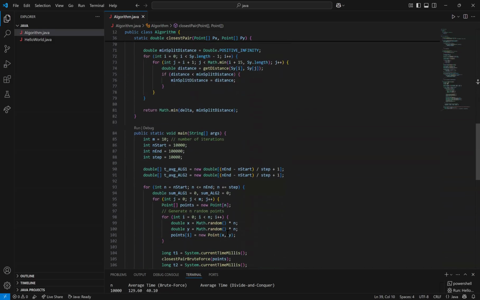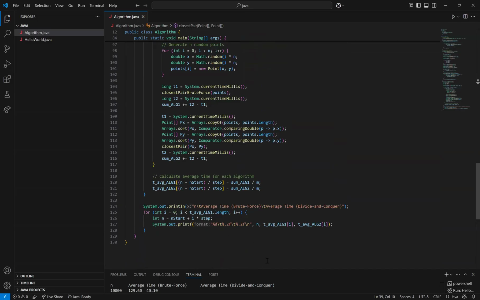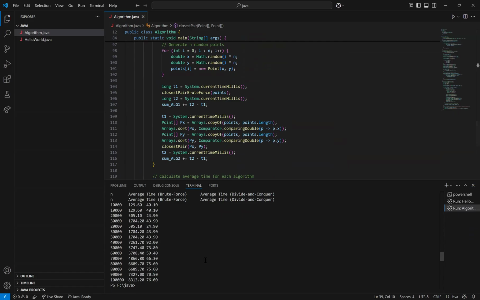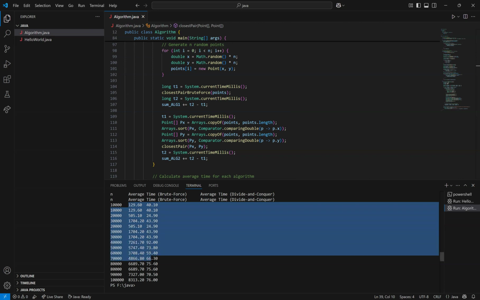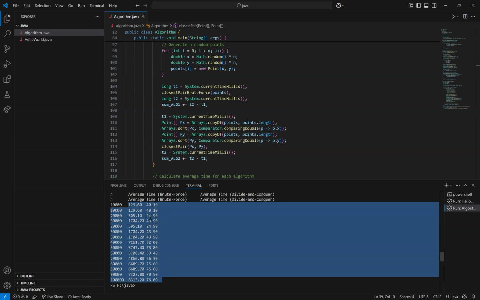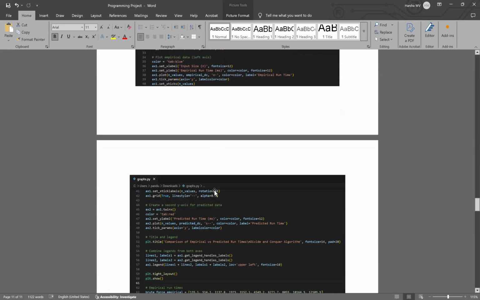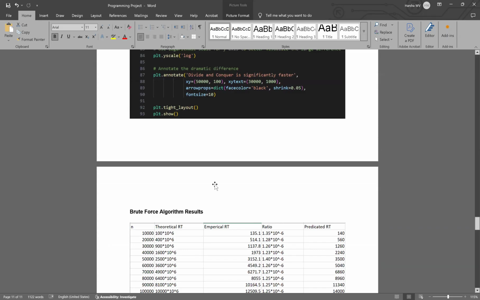So this is the code that I have written, and this is the output that has been generated. When I'm running this algorithm, it's giving me the average brute force time for each iteration, starting from 10,000 to 1 lakh. This is the code that I used to generate the graphs over here, which I'll be discussing next.